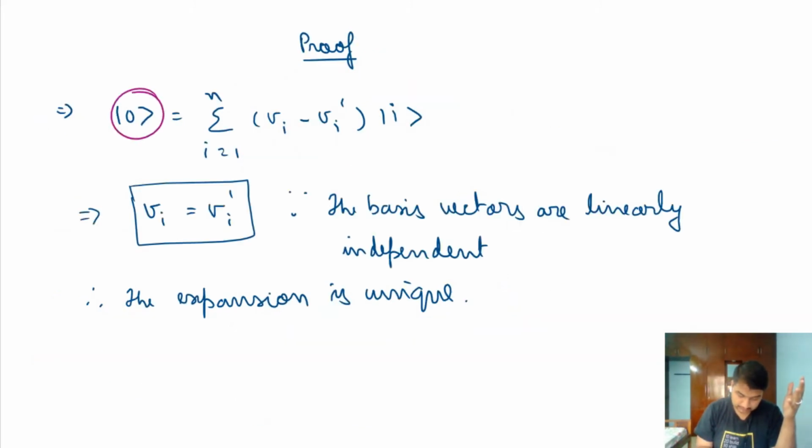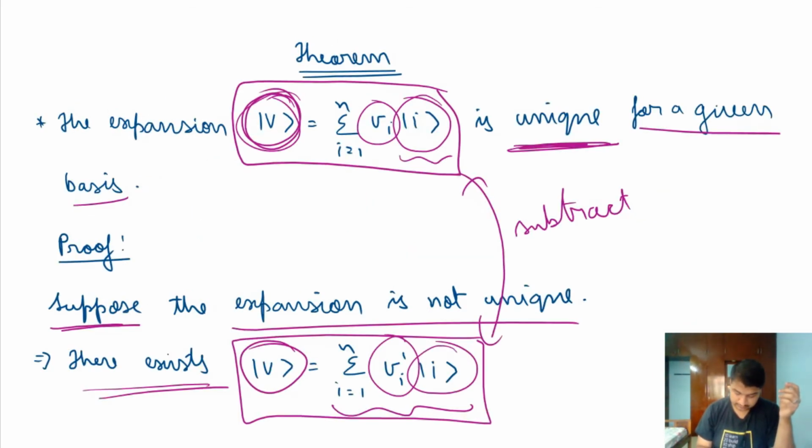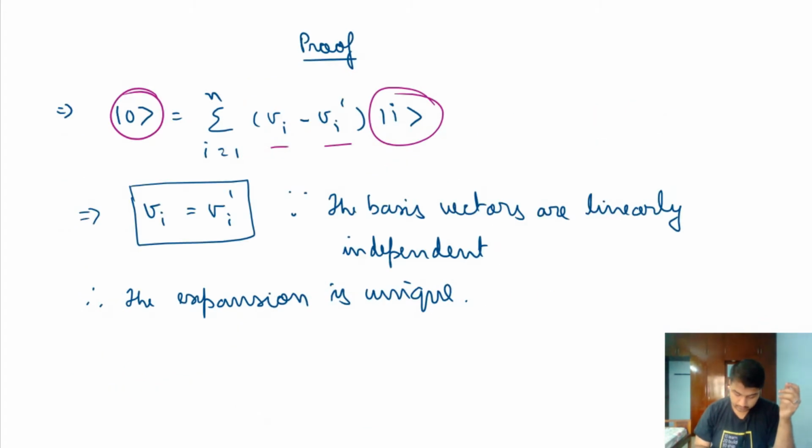So we will have the null vector equal to the summation from i equal to 1 to n of (vi minus vi dash) times the corresponding basis vector. I basically got this from subtracting these two equations. So what we get is a null vector equal to some linear expansion with respect to the basis.